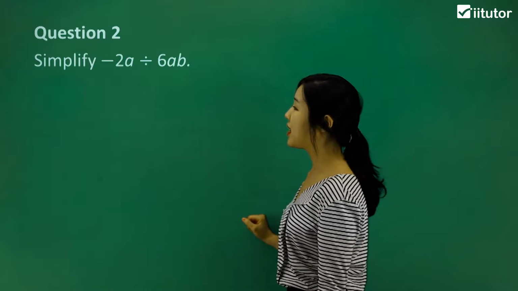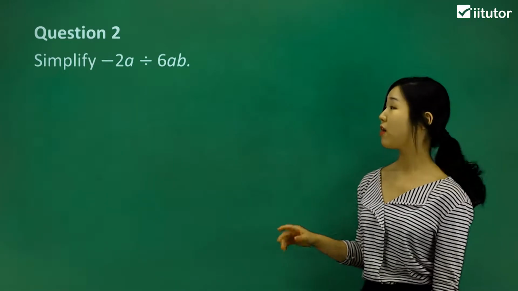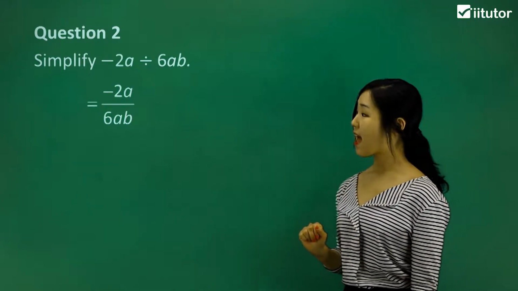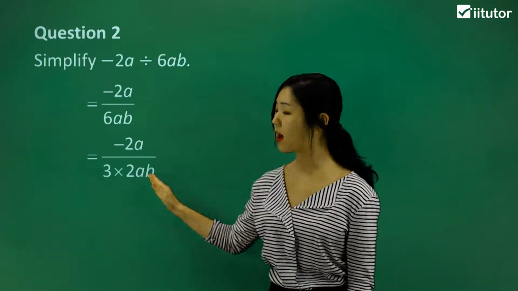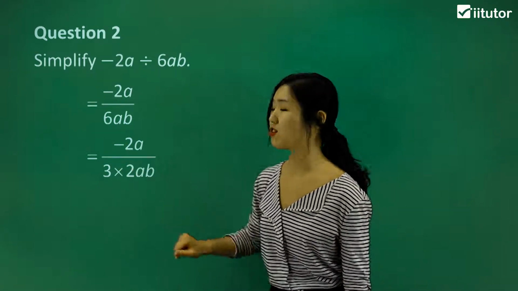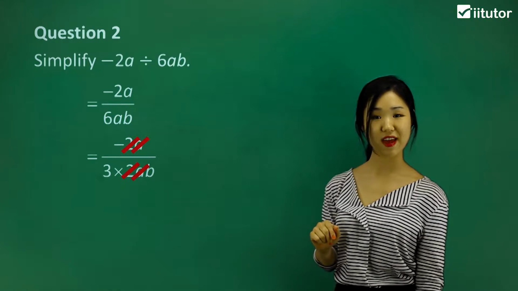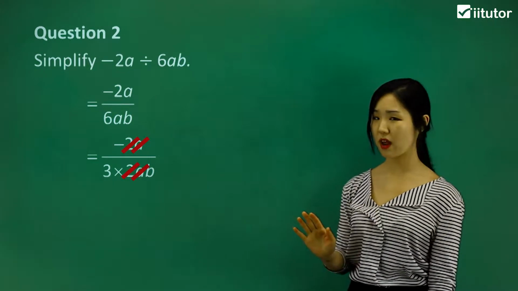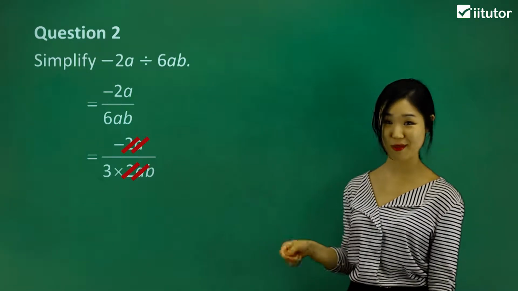Alright, question 2. Simplify negative 2a divided by 6ab. So write it down in its fraction notation, guys, just like this. And you can see that the 6, I can convert it to 2 times 3, or 3 times 2 rather, if you like. The reason why I did that is because now you can see the 2's are common, so we can cross them out. And you can see the a's also cross out too, because they're common on both numerator and denominator. So cross out whatever you can. Doesn't matter if it's a constant, doesn't matter if it's a variable. If they're common, just cross them out.